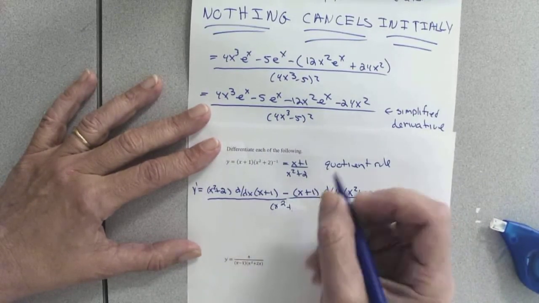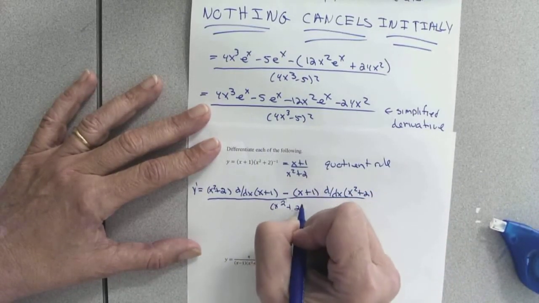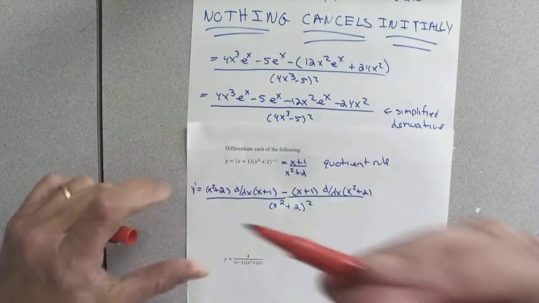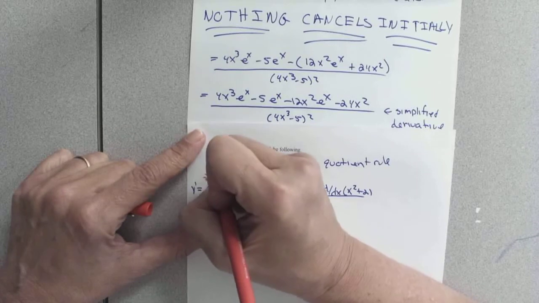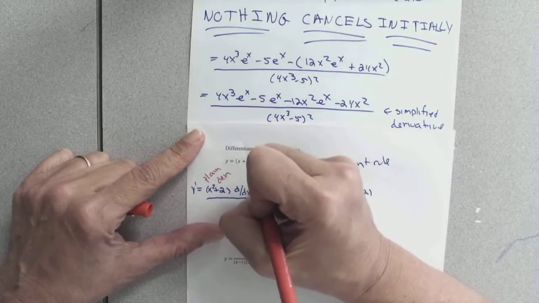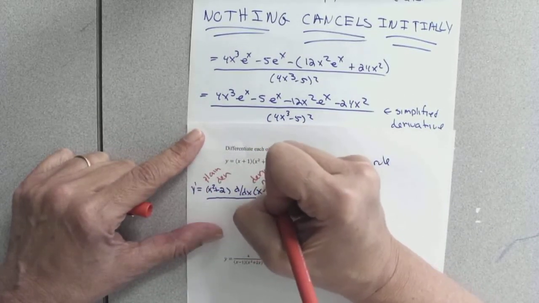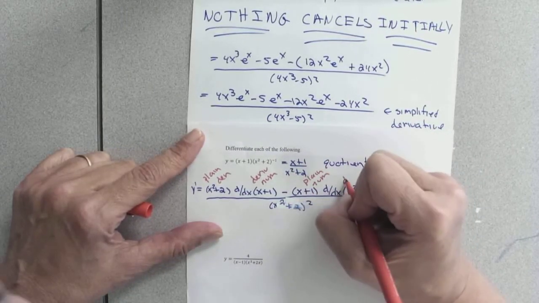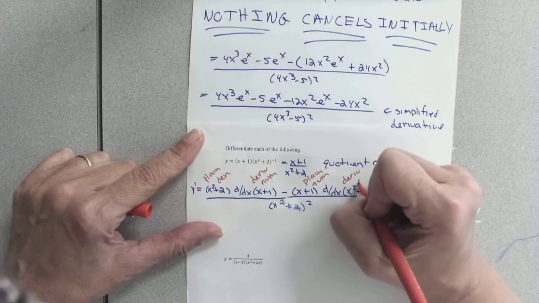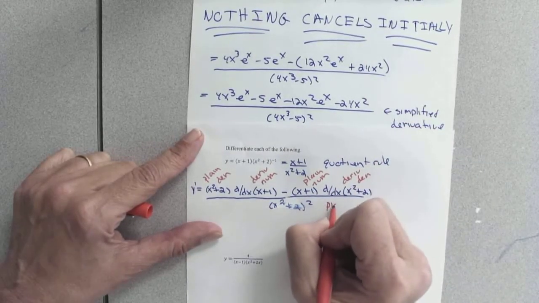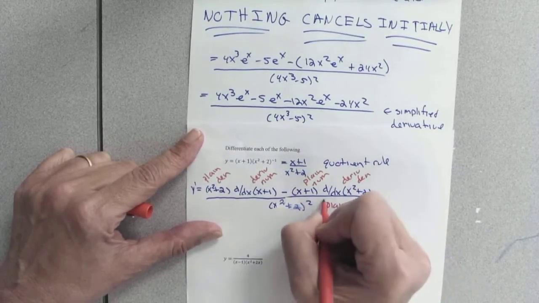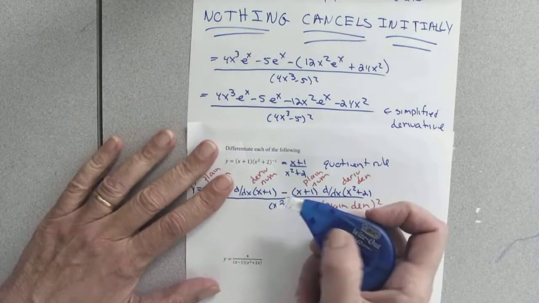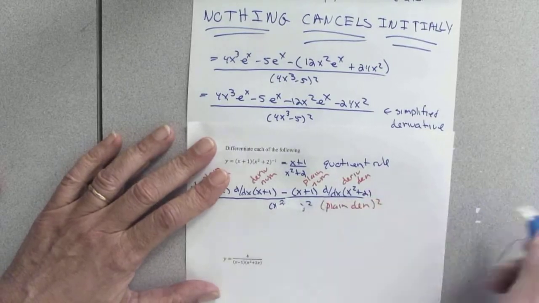And even if I knew how to handle that one factor there, I would still do this. So plain denominator, derivative numerator, plain numerator, derivative denominator, plain denominator squared. Now let's clean that up a little bit so it looks a little bit better.